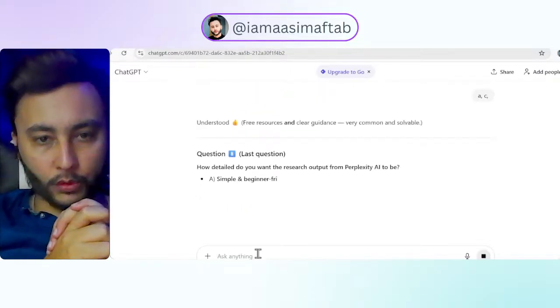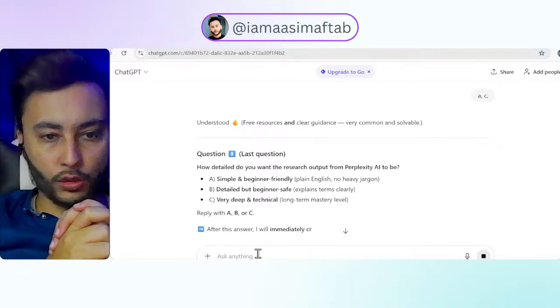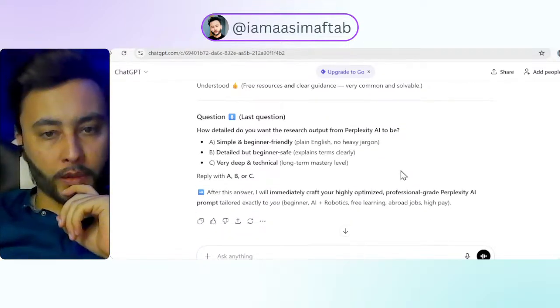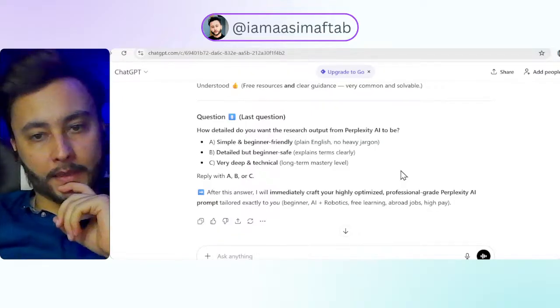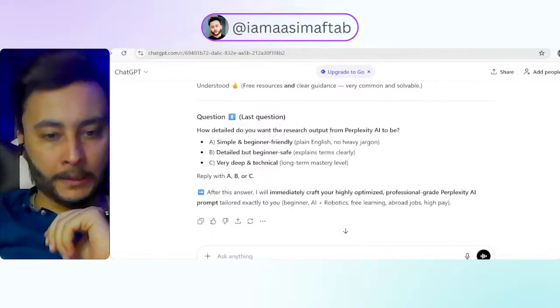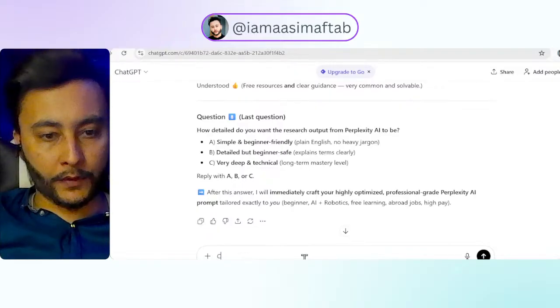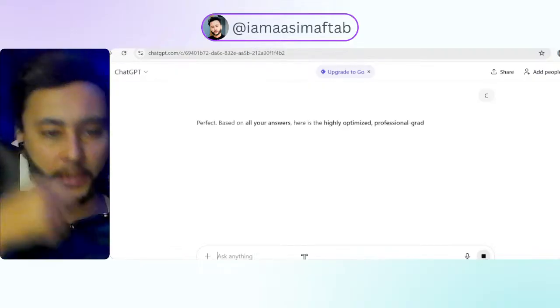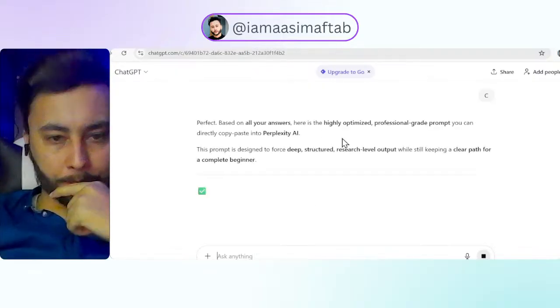Understood. Free courses and clear guidance, very common and solvable. Okay, how detailed do you want the research output from Perplexity to be? Simple and beginner friendly, detailed but beginner safe, very deep and technical. For the sake of learning, we will choose C. Do research more deeply.